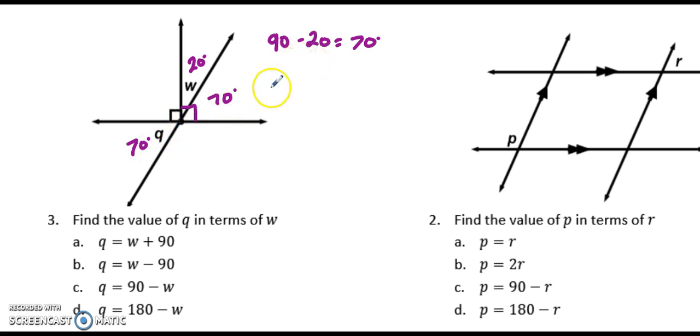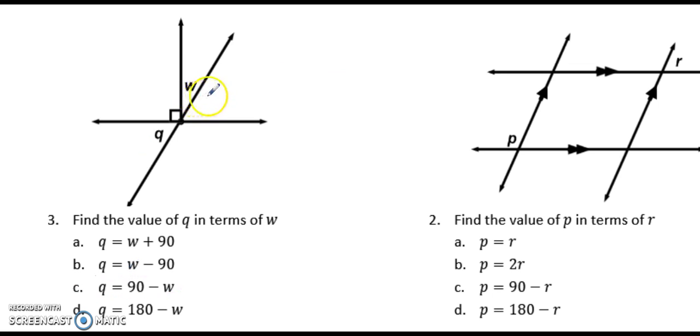Now, once again, let's back away from the numbers and substitute variables back in. I know that 20 is w and 70 should be q. The 90 will stay because no matter whether I'm using variables or values, these two angles here will add up to 90. They are complementary. So I have 90 minus w equals q. Does that match anything I have down here? It does. Let's see, right here. q equals 90 minus w.